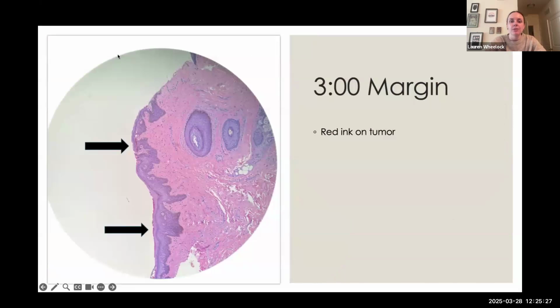And I kept mentioning that I was quite worried about the 3 o'clock margin, and unfortunately here is why. If we remember, I did ink the 3 o'clock margin as green, and what we see here with the arrows is red ink right on tumor. So unfortunately her 3 o'clock margin was positive.